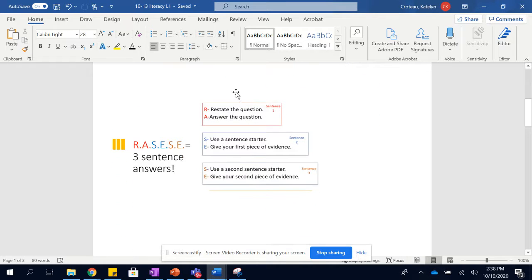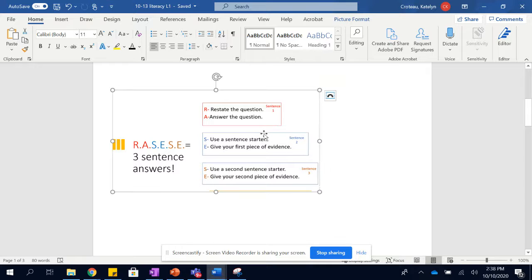So you're going to have 3 sentences. The first sentence, in this case, is a main idea sentence. You restate the question. In this case, the question is, what is the main idea? Or what is the summary of the text? And you would say, the main idea is this. And then, you just give me a general statement.